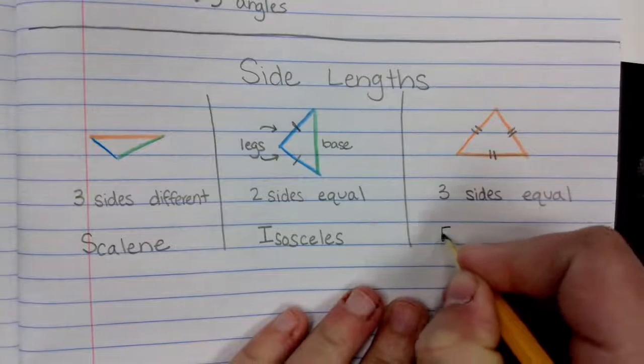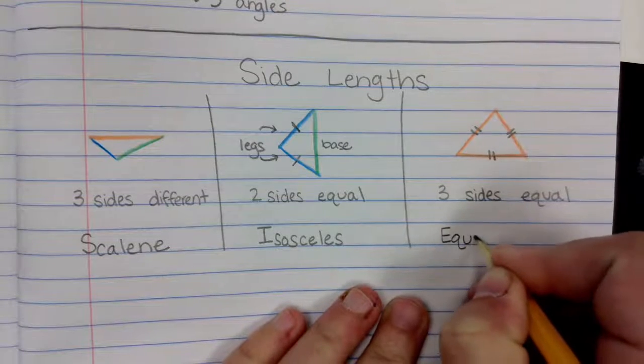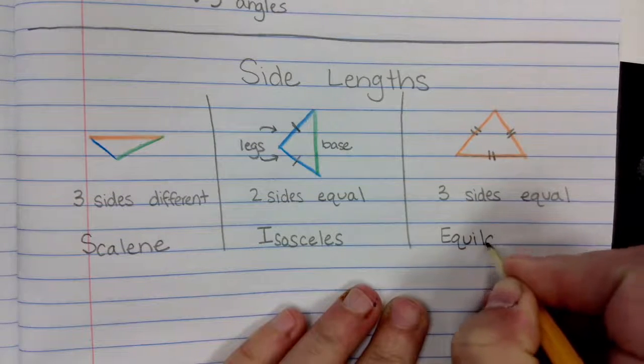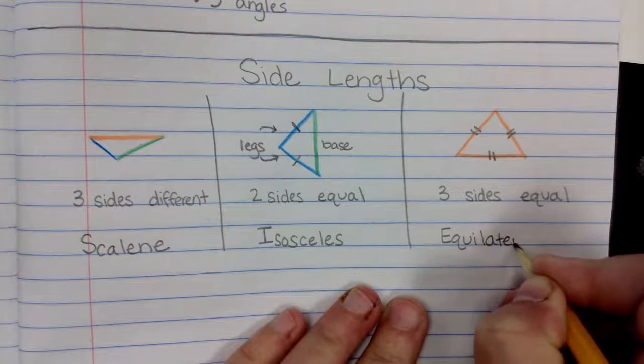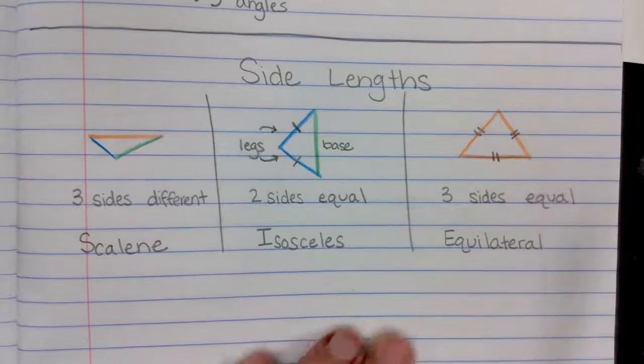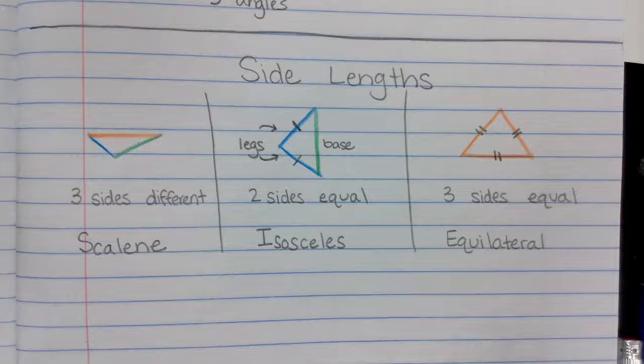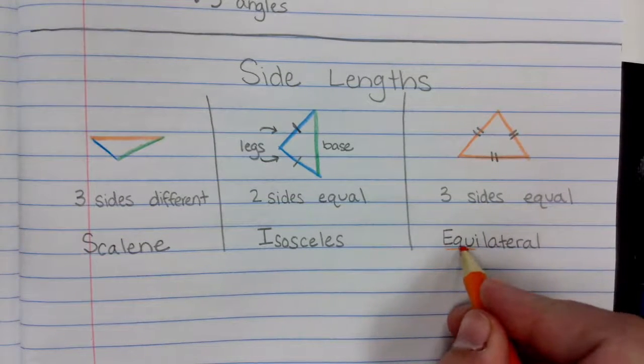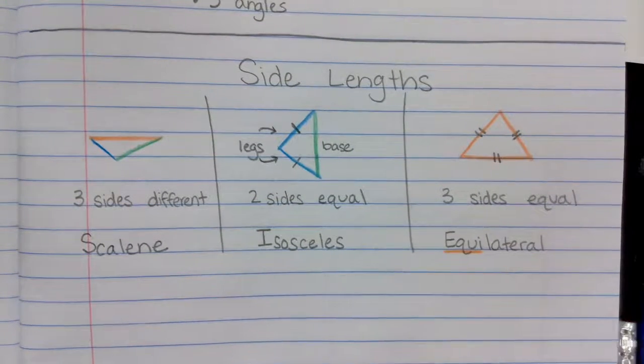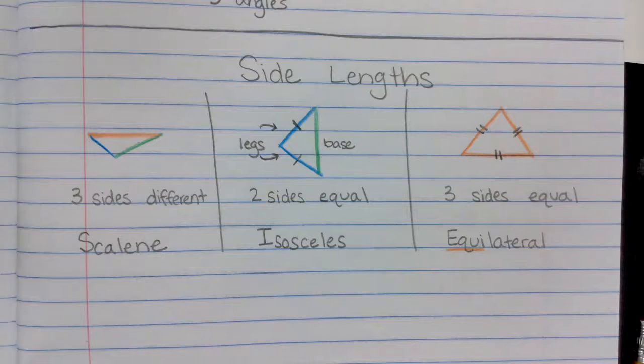Maybe you might want to mark or highlight that part that says equal, because that's a good reminder that equilateral means all are equal. Lateral is just another way of saying side. So equa is our prefix there that tells us all the sides are the same.